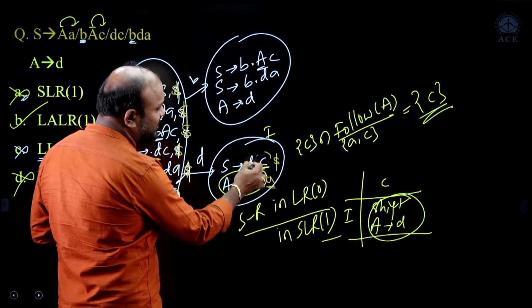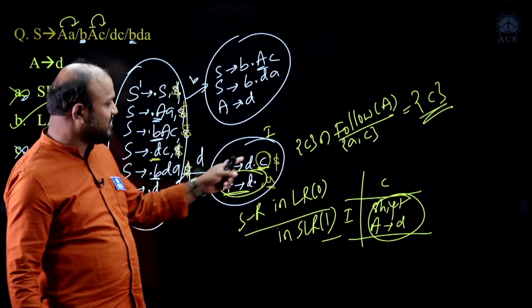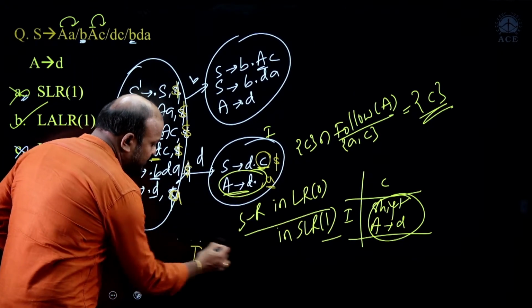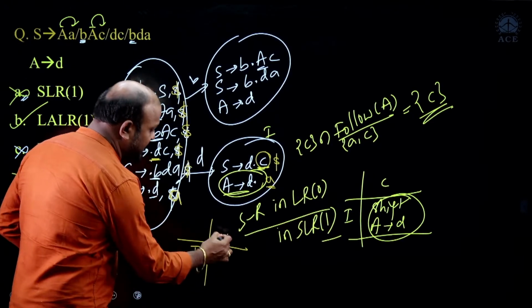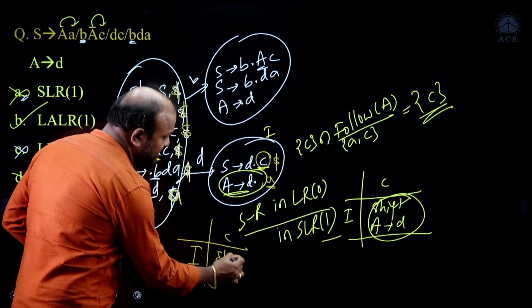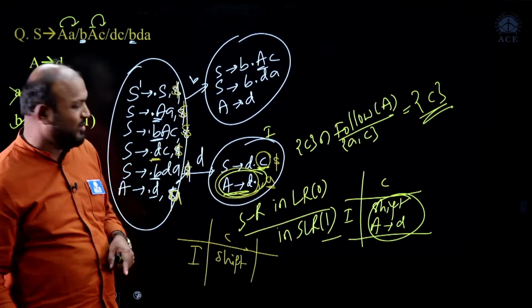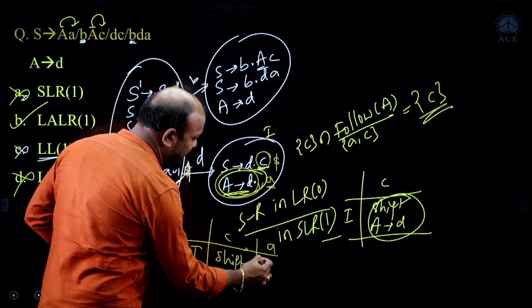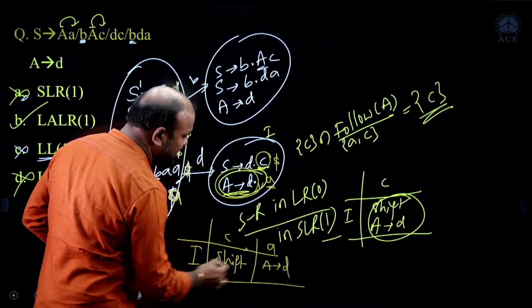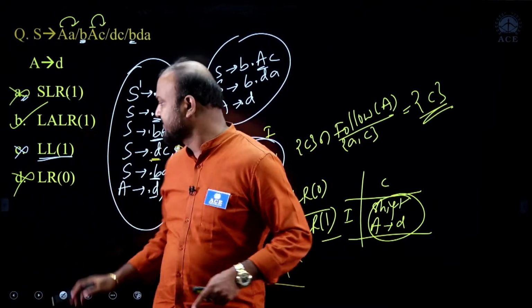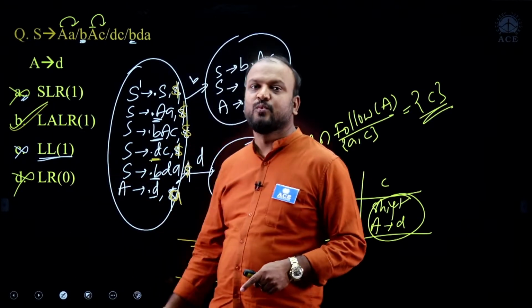It means this is going to have a shift action on input C, and this is a reduction on a. In LALR(1), in the i-th state on input C, we have a shift, and this reduction of A tends to D should happen only in the lookahead, that is a. In the lookahead, we have to perform a reduction. This is not a conflict in LALR(1), so the grammar is LALR(1).